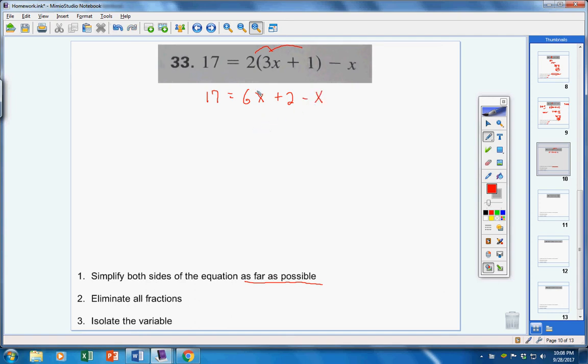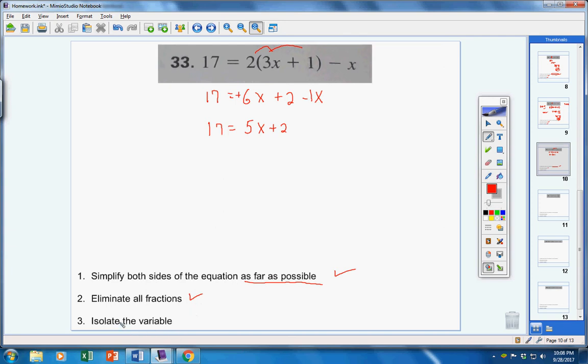Okay, we're not finished. We have an x term and an x term. Let's combine those, okay? So, bring down your x, positive 6, negative 1, that's a positive 5. Bring down your positive 2. I cannot simplify this any further. Step 2, eliminate fractions. There are none.